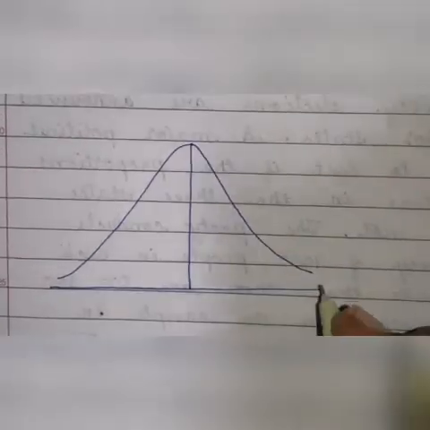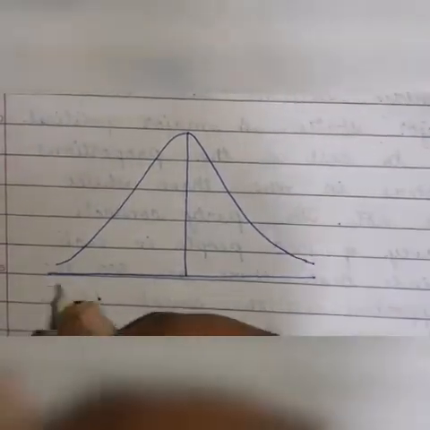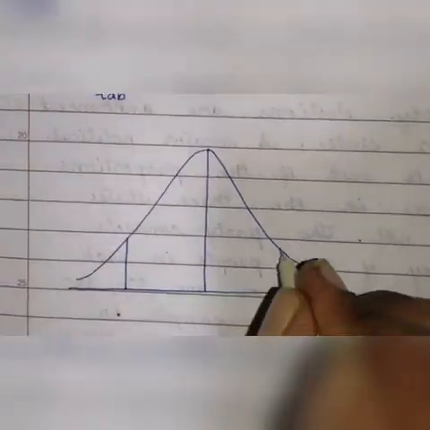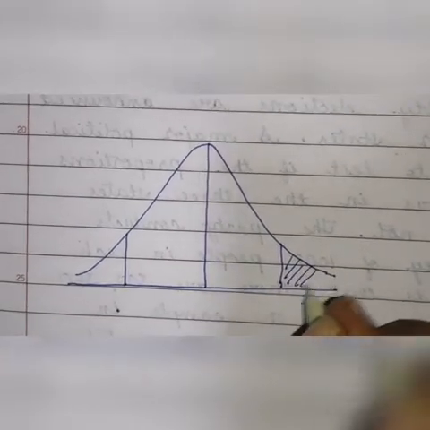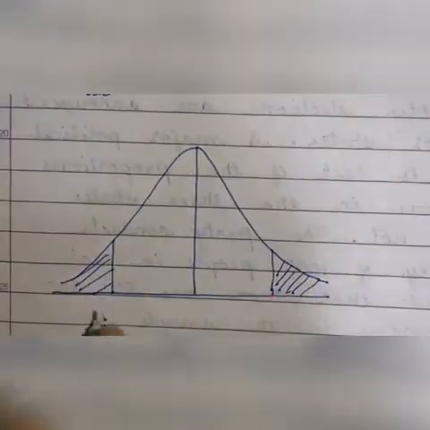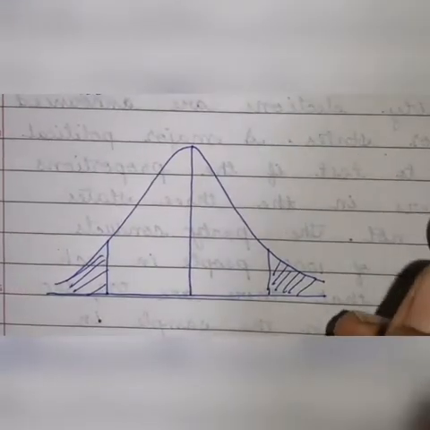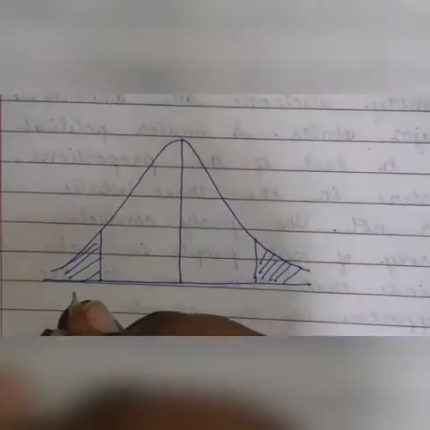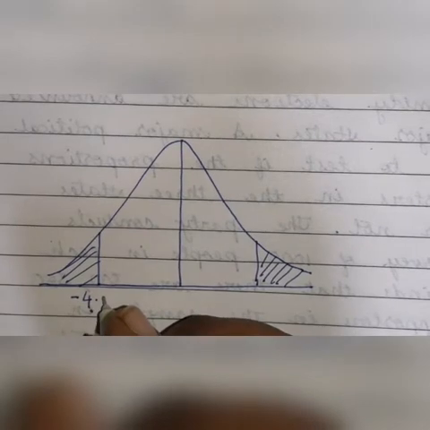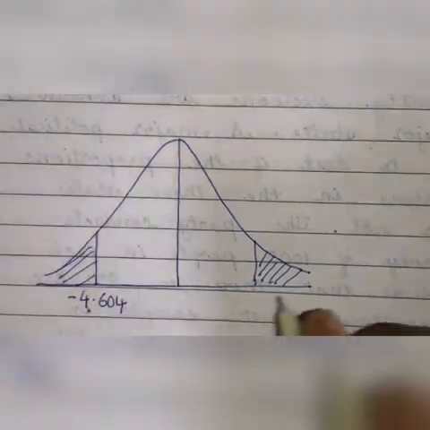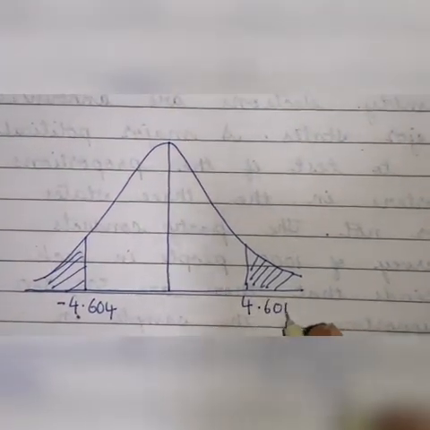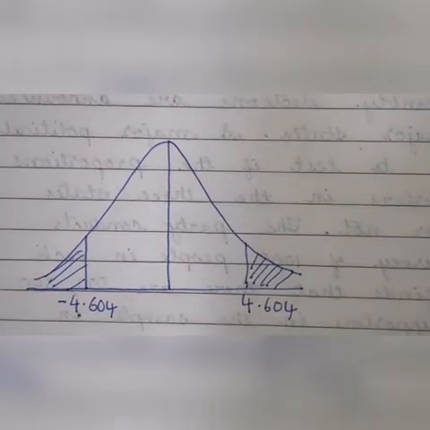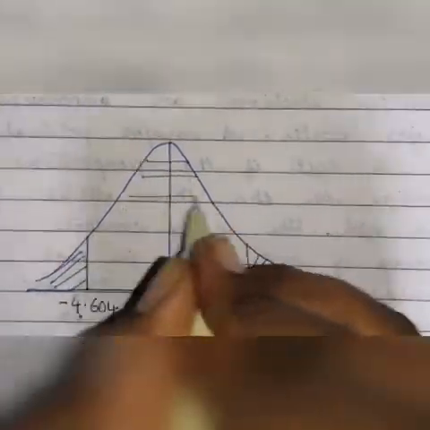Okay, so here let us assume this is a symmetrical curve, and this line is dividing the graph into two equal halves. So it is a two-tailed test. The critical region exists on both sides, this side and this side. We'll give the values on both sides. This is going to be minus 4.604, and this is going to be plus 4.604. And the remaining part is the acceptance region.